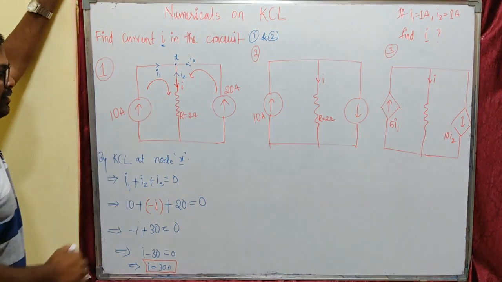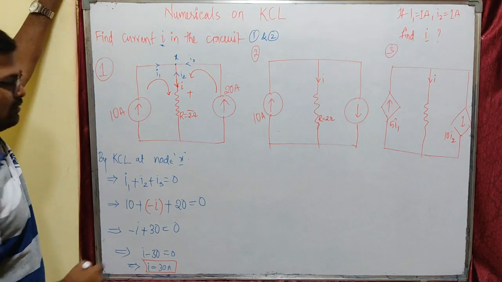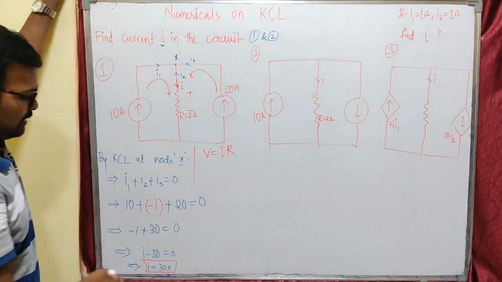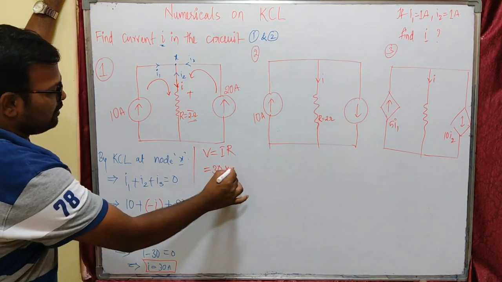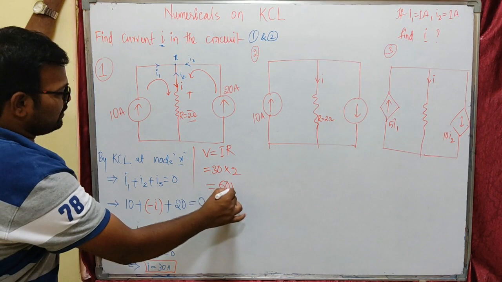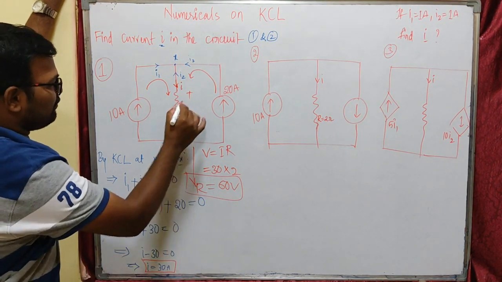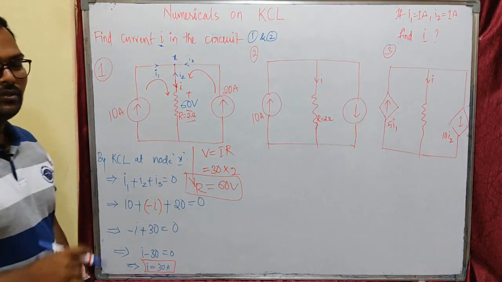10 amps plus 20 amps equals 30 amps, and we can also find the voltage across this resistor by using Ohm's law, that is, voltage equals the current through the resistor times its resistance value. The current is 30 amps and the resistance value given is 2 ohms. Multiplying both, the voltage across the resistor is 60 volts. So this is one example for KCL.